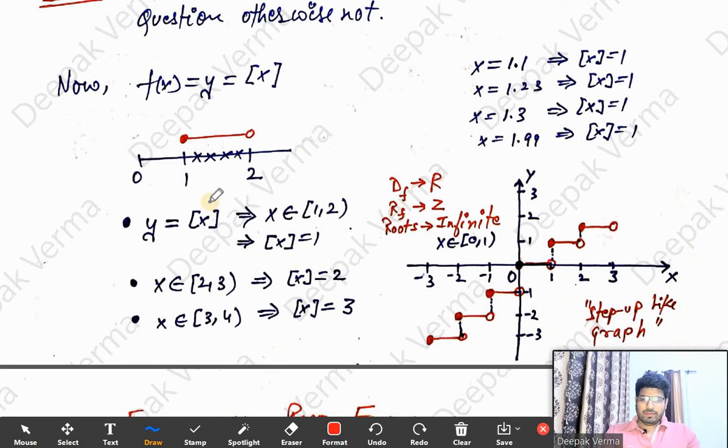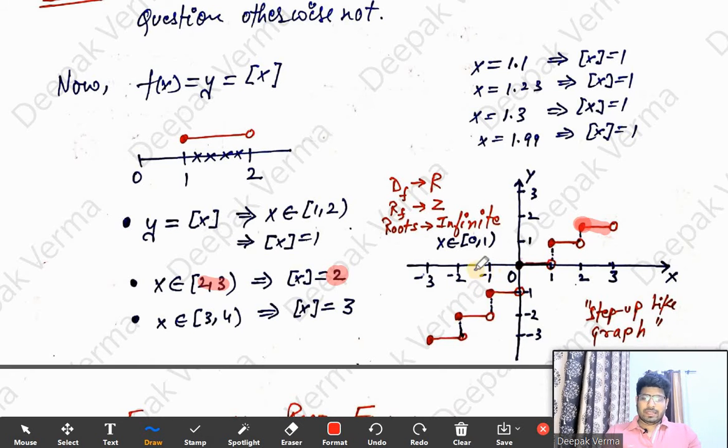Got it? If we have x between 1 and 2, the outcome is always 1. If we put any value between 1 and 2, the outcome is always 1. So here 1 is included, therefore we have a solid circle here. 2 is not included, therefore a hollow circle is here. I hope you are getting my point. Now again, if we have x somewhere between 2 and 3, then the outcome will be 2 always. 2 is included here, 3 is not included here.